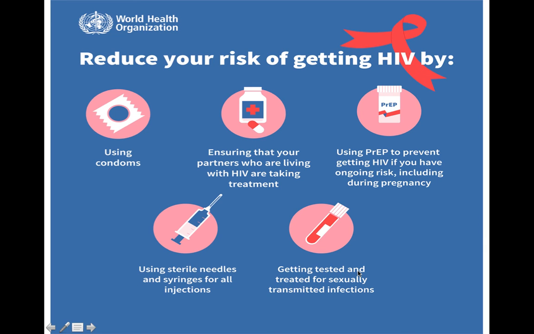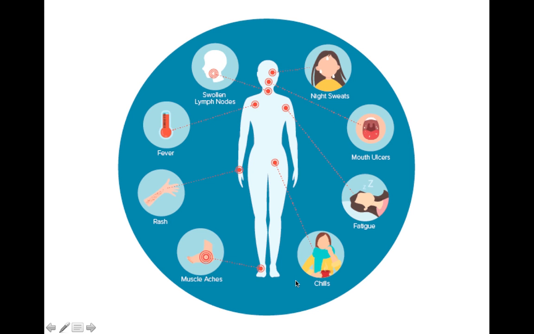So according to the World Health Organization, we can reduce our risk of getting HIV infection through the use of condoms, ensuring that your partner who is living with HIV is taking treatment, the use of PEP, and the use of sterile needles and syringes for all injections, and getting tested and treated for sexually transmitted infections.